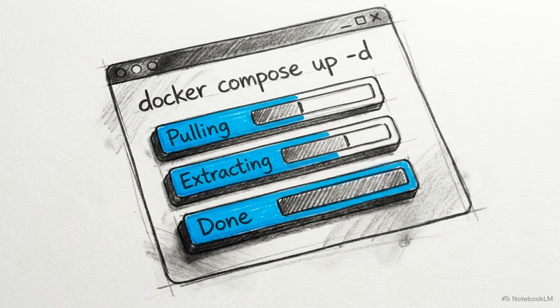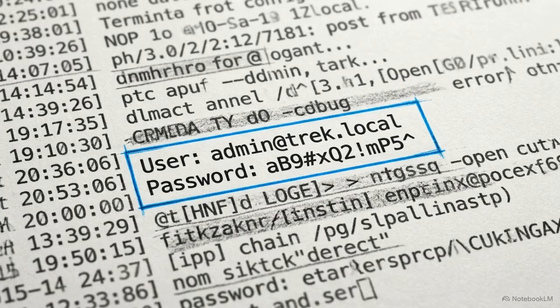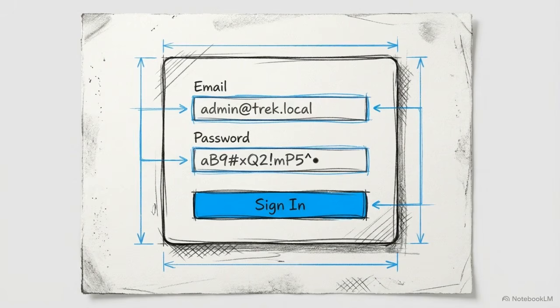With the network and security layers ready, execute the Docker Compose command to pull the image and launch the container in the background. Because this is a fresh install, the system will autonomously generate administrative credentials. Run docker logs to retrieve the generated password from the container output. Navigate to your public URL and log in using the default admin email and the password you just retrieved.